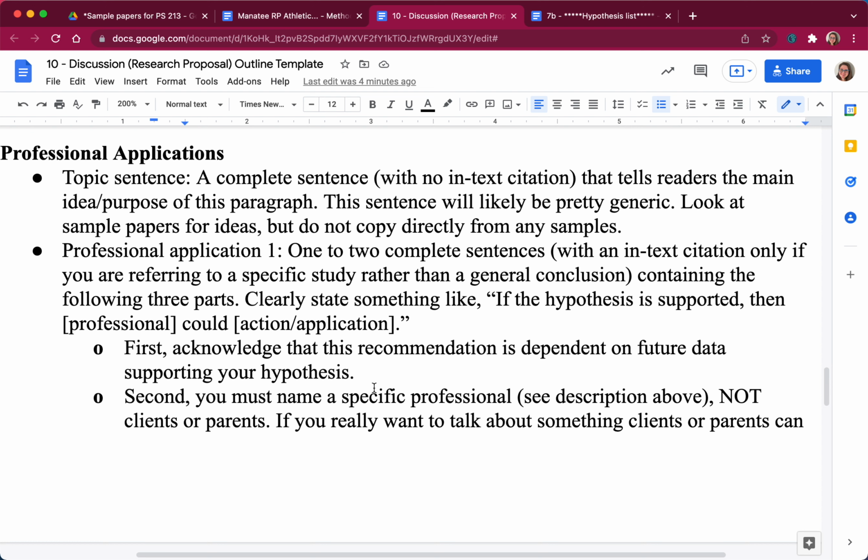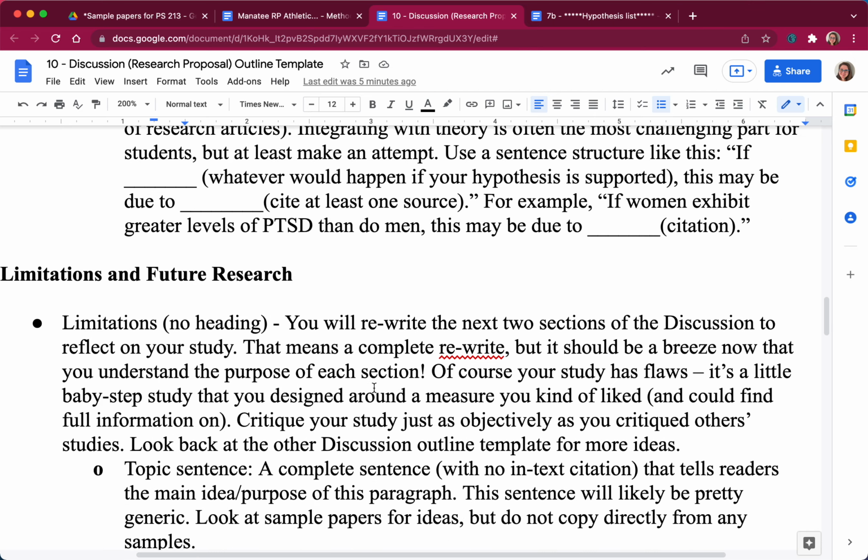And as usual, you want to make it very specific to the hypothesis you had. So not just basic information about how to work with clients with this issue, but really a detail of how would this particular study be helpful to real people. I think that's it for the discussion section.